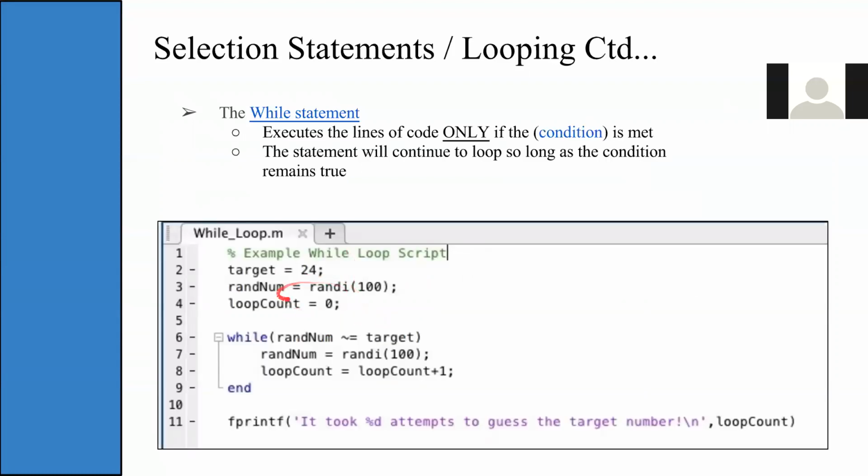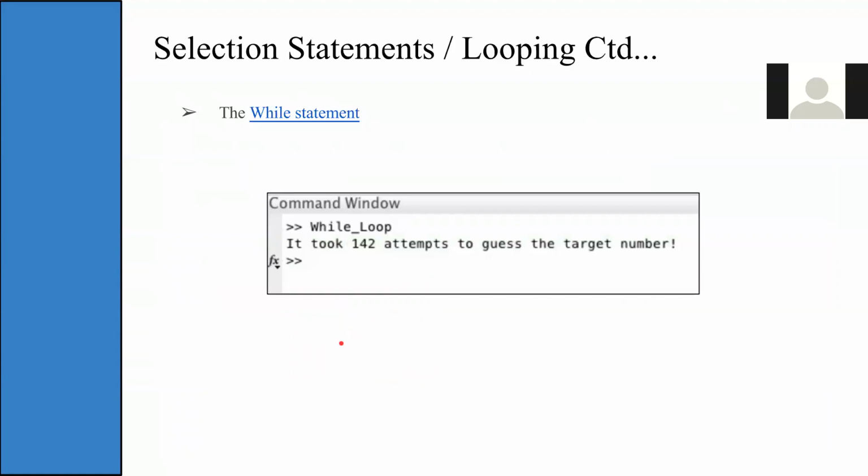So you could write this code yourself right from the slides and run it. Perhaps you'll get it in 2 attempts, perhaps 5, perhaps 300. Each time you run it, you'll most likely get a very different value.